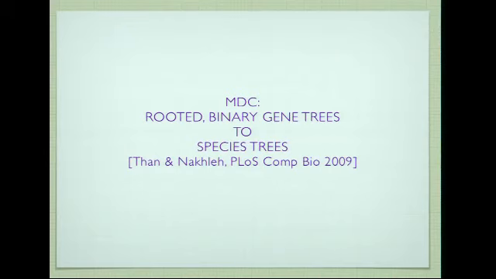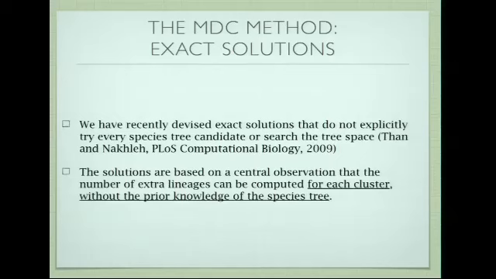and I will start with the case of rooted binary gene trees. So how can we solve this problem if the input to the problem is rooted binary gene trees? This is work I did with my student, and we published it in 2009. We devised exact algorithms that do not explicitly try every species tree candidate. You don't have to try every species tree candidate because that's ridiculous, and it doesn't even search the tree space. We don't employ SPR or TBR moves to go through the tree space and score every tree using the MDC criterion.